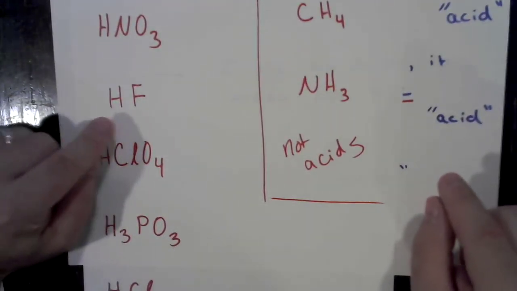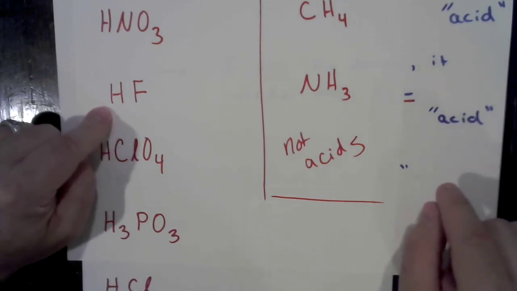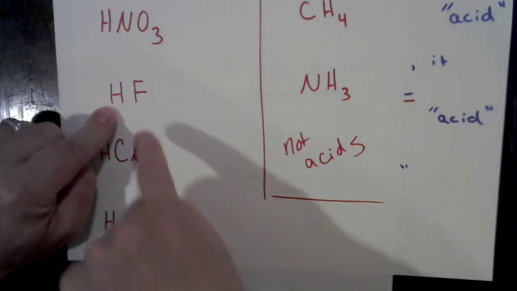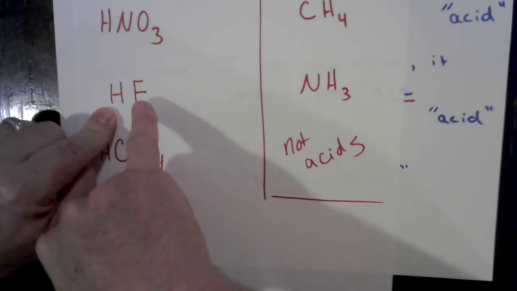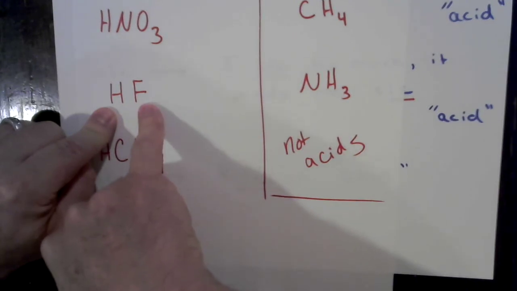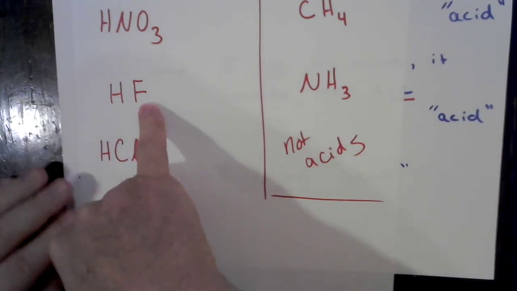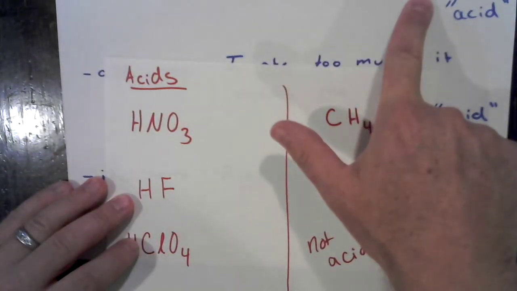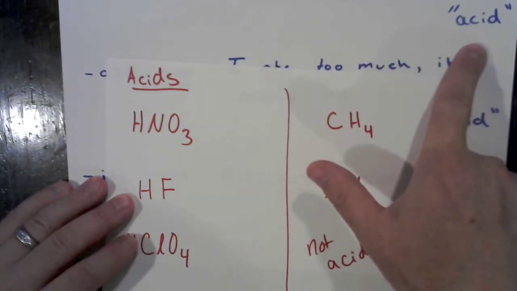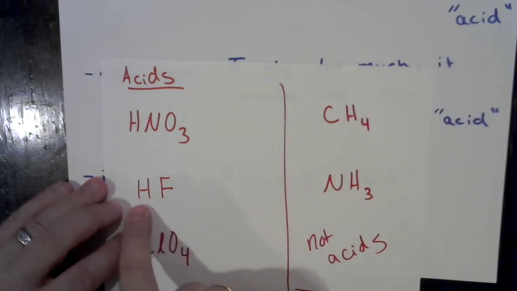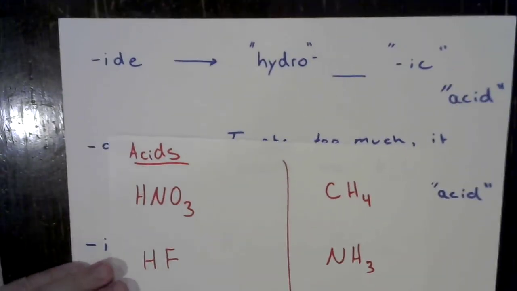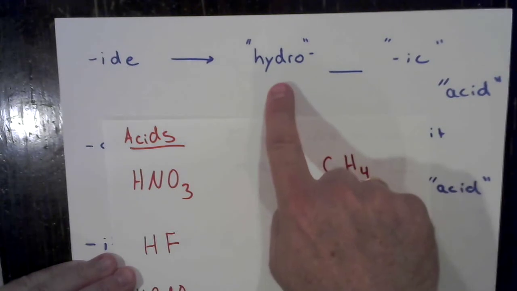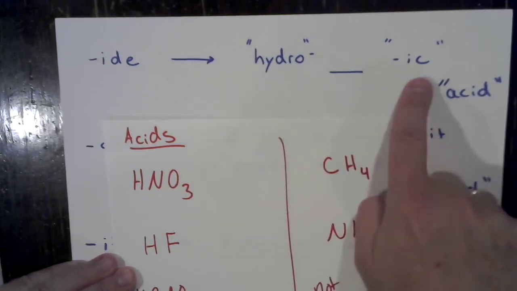Okay, let's do this one. This is HF. This is an acid. I identify that fluoride, IDE, is my option here. And if I have an IDE, I'm going to say hydro, change the ending to ic, and say acid. So this is hydro. Okay, you can see that up there. So this is hydrofluoric acid.